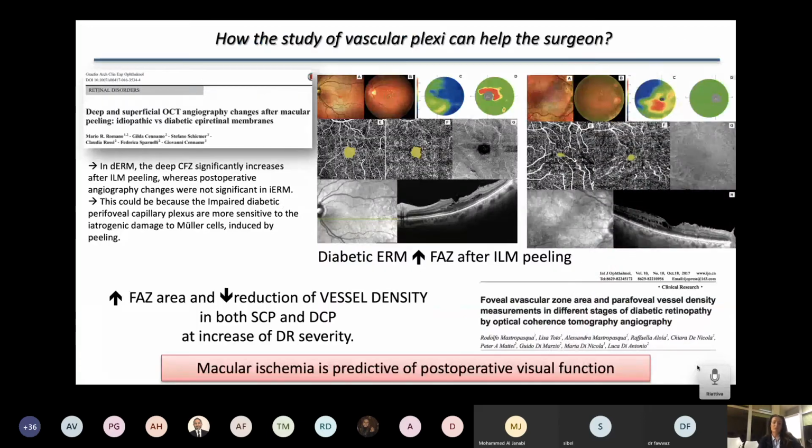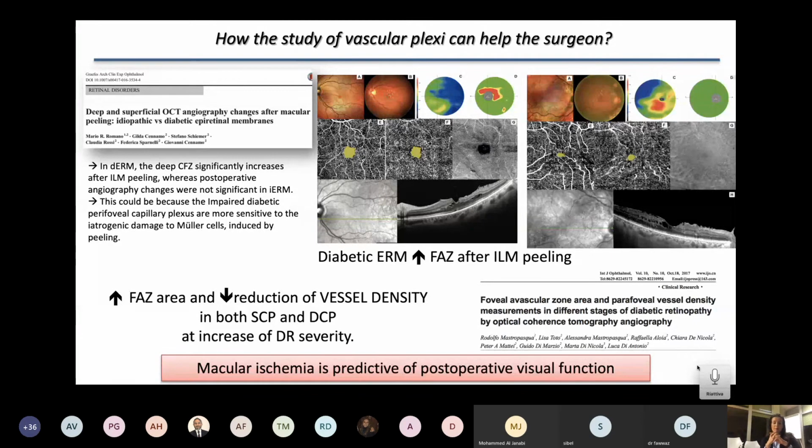OCTA can show us the effect of peeling, ILM peeling and ERM removal also in diabetic epiretinal membrane. We can see in this work that the deep phase area significantly increases after ILM peeling. On the other hand, postoperative angiographic changes were not significant using OCTA in idiopathic epiretinal membrane.